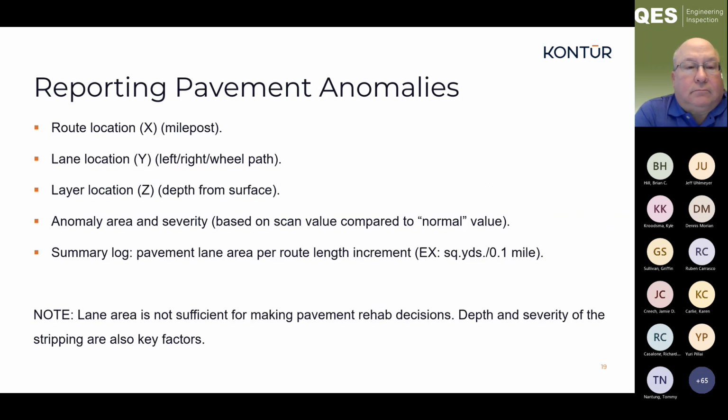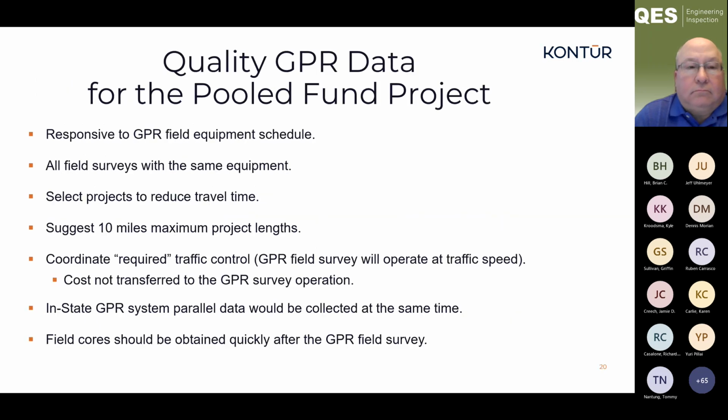Reporting is going to be important, and I do suggest that the pooled fund states get together and decide what you want to report, so that all of the participants are reporting the same way. What I'm showing here would be an X, Y, and Z for location, but then you still have to have the area and its severity, and you could use that as a comparison of the value to a normal pavement, similar to what Rob was sharing earlier on. And you have to have a summary log. Keep in mind that a summary log may not have all the information that a rehab engineer would need, but this would be a good place to get started. Next slide, please.